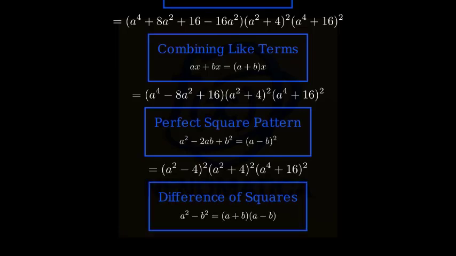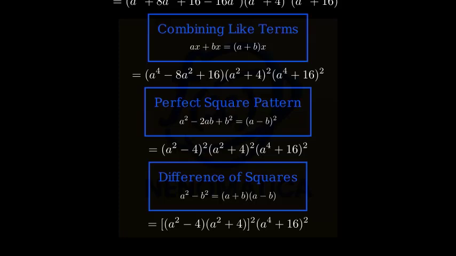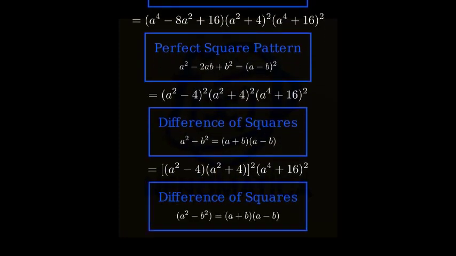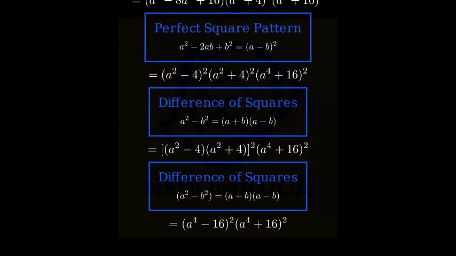We can recognize that (a² − 4)(a² + 4) equals a⁴ − 16. So we can rewrite our expression as (a² − 4)(a² + 4)²(a⁴ + 16²). Using the difference of squares formula, we know that (a² − 4)(a² + 4) equals a⁴ − 16. So our expression becomes (a⁴ − 16)²(a⁴ + 16²).